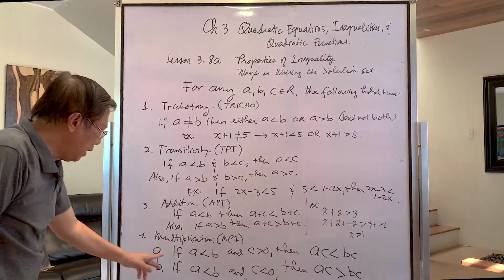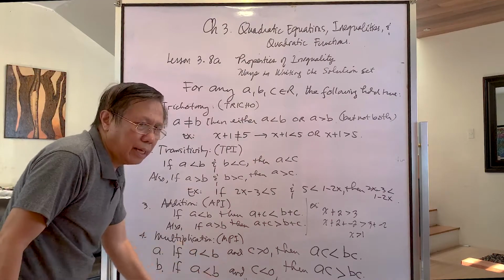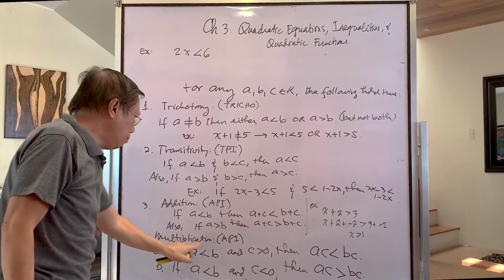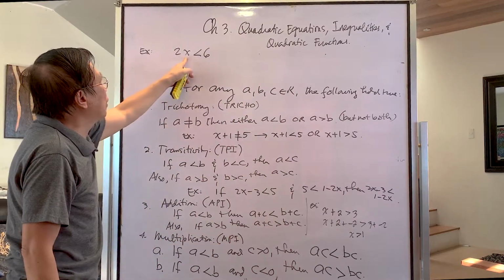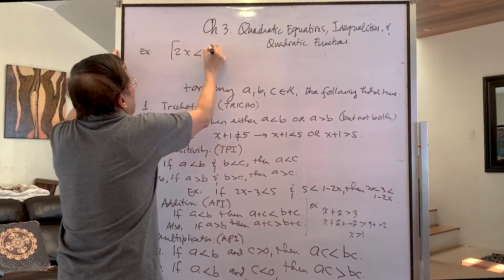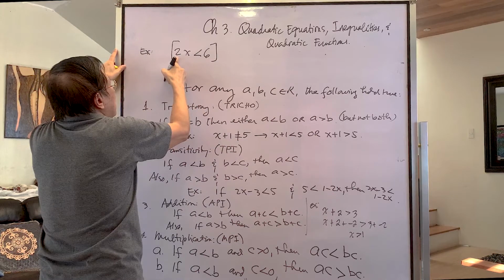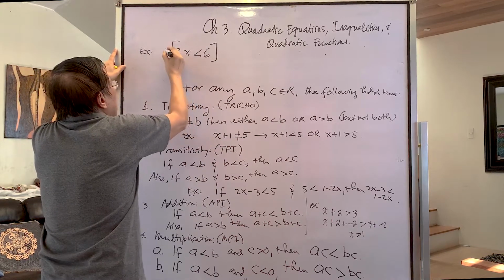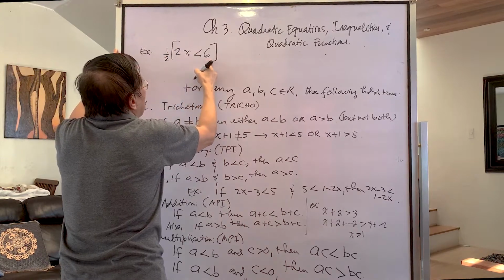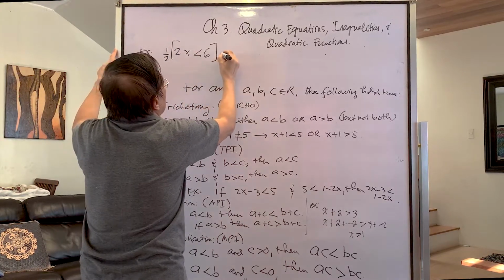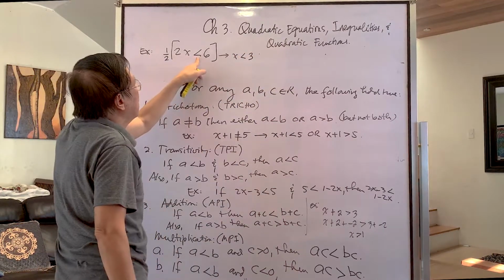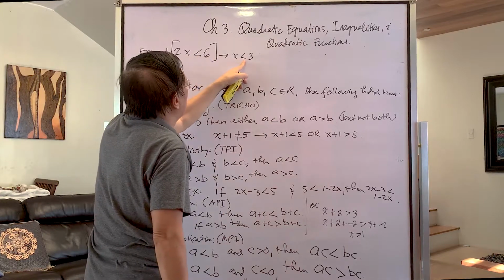Let's have an example of the last property, 2x less than 6. Multiplication property allows me to solve for the value of x in this inequality, and I can just multiply this by the multiplicative inverse of this coefficient here. So I get here 1/2 times the quantity 2x less than 6 will give me x less than 3. This sense or direction is preserved.